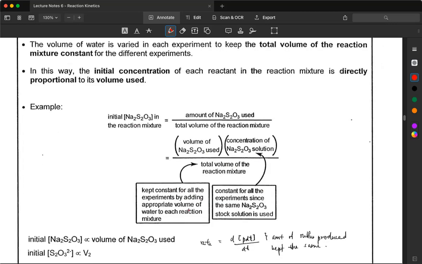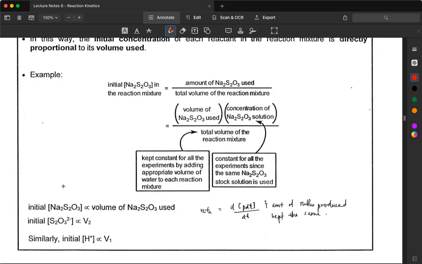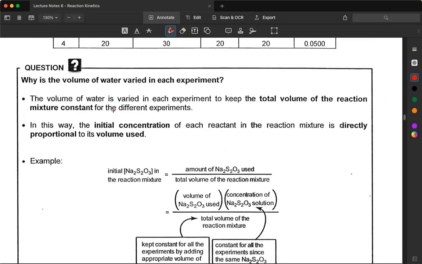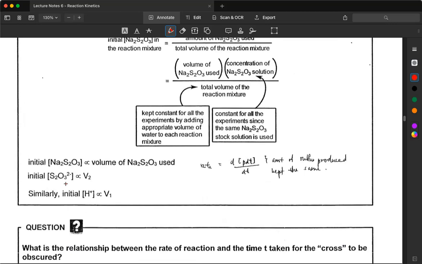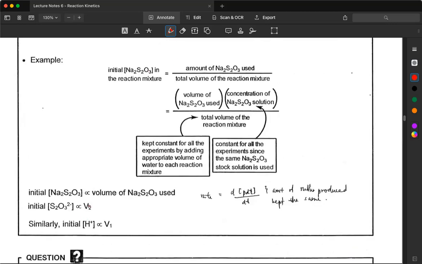Now, because of this, the initial sodium thiosulfate concentration is directly proportional to the volume of the sodium thiosulfate. So this is the model answer, why you keep the volume of water changing, because you want to keep the total volume constant so that initial concentration is directly proportional. So you must write these two, to demonstrate the full understanding. And then the initial concentration of thiosulfate is proportional to the volume. So initial H plus concentration is also proportional to the volume of acid.